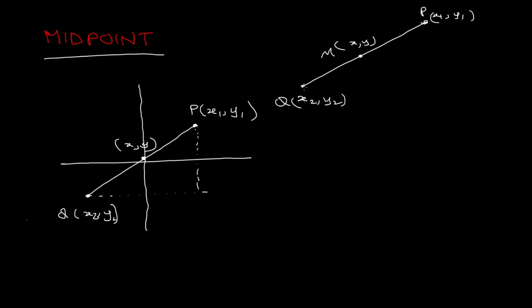So what do we do? We make right angles here. There's a right angle here, and then we can also have another right angle there.